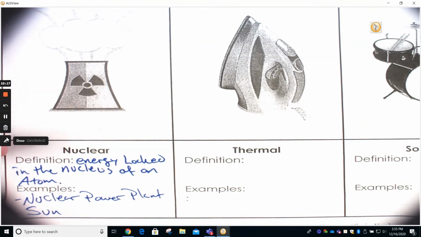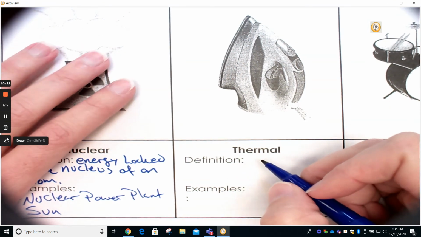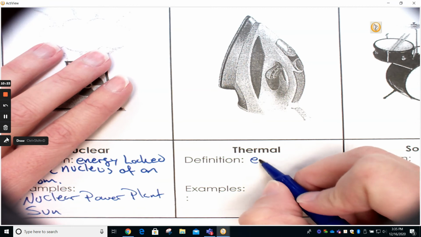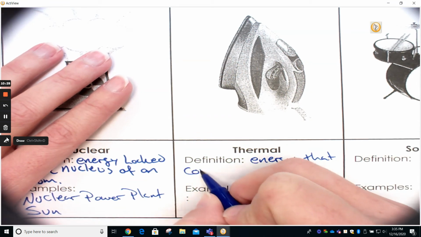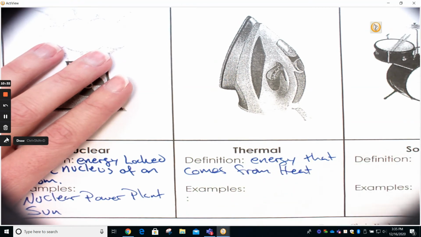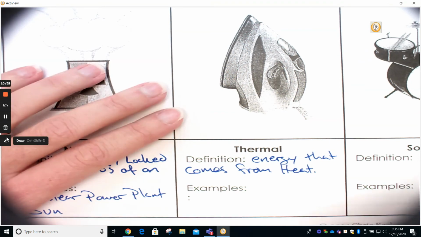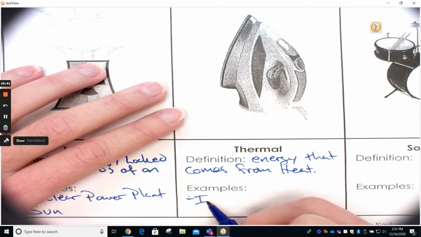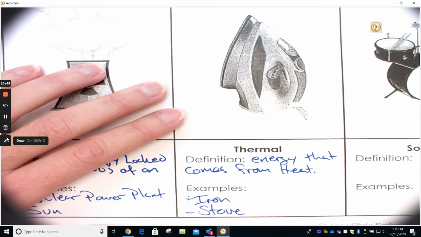Next on our list, we have thermal energy. So thermal energy in our vocab is energy that comes from heat. Anything that you have around you that gets hot are going to be some good examples of thermal energy. So they've got an iron in the picture. We could have your stove where you cook your food, a campfire.